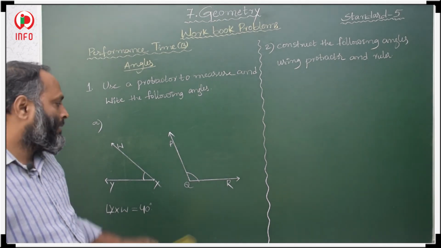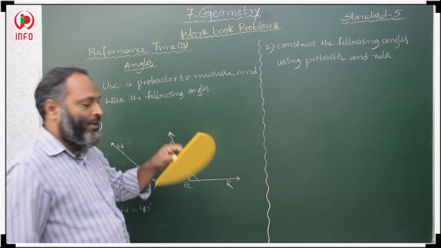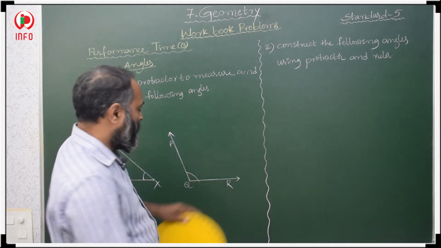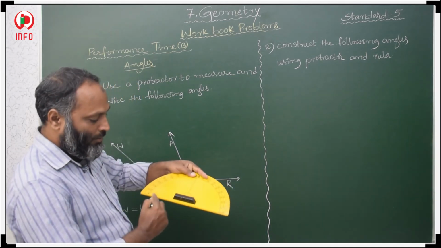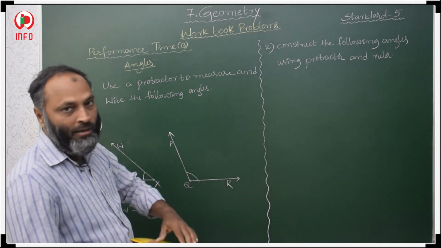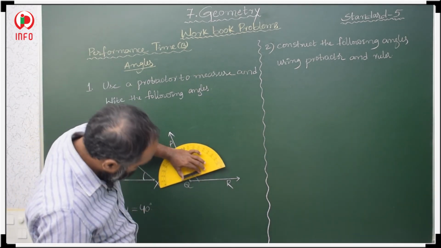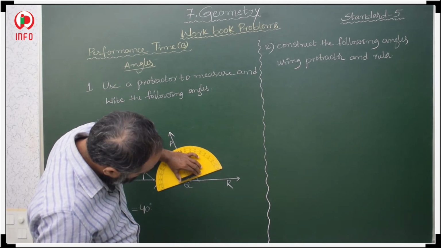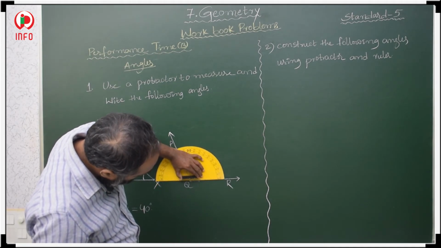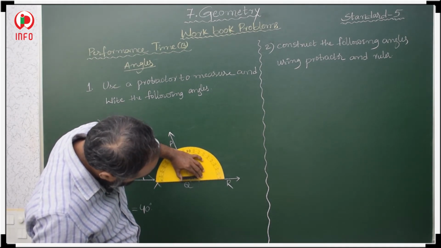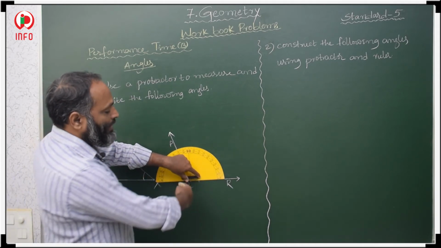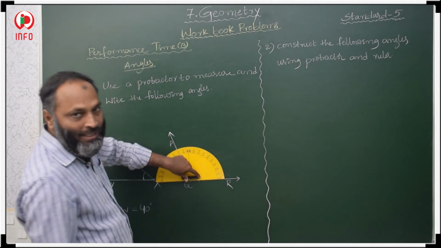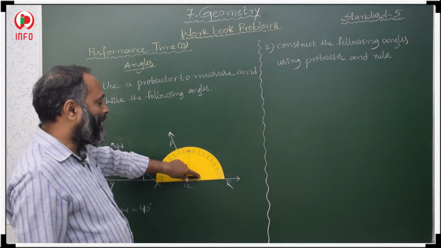Then after that, we have to take the protractor again. The intersection point of your protractor should be kept on the vertex, and the bottom line should coincide with the QR ray. In that way you have to keep your protractor, like this. Then this ray is towards the right side, so we have to take inside values.